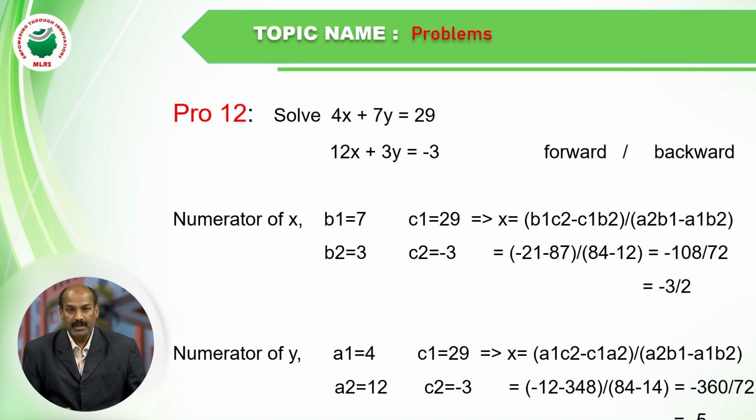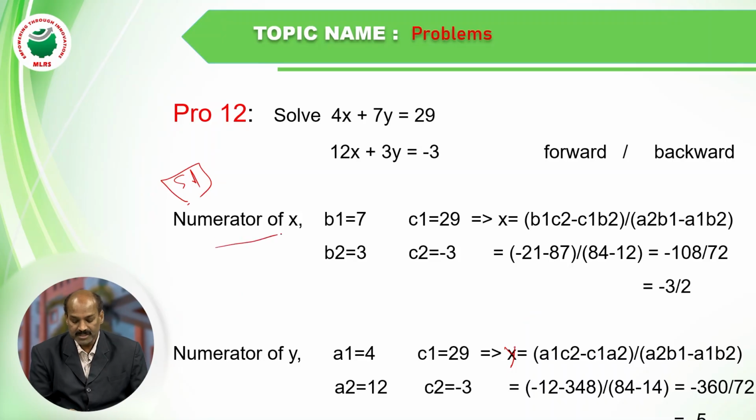Problem number 12. Now here solve 4x plus 7y equal 29. Second equation 12x plus 3y equal minus 3. So here also we write the solution like this. Now first we write the x value and then y value. X value is given by, here I have written x value. To write x value, what should I do?